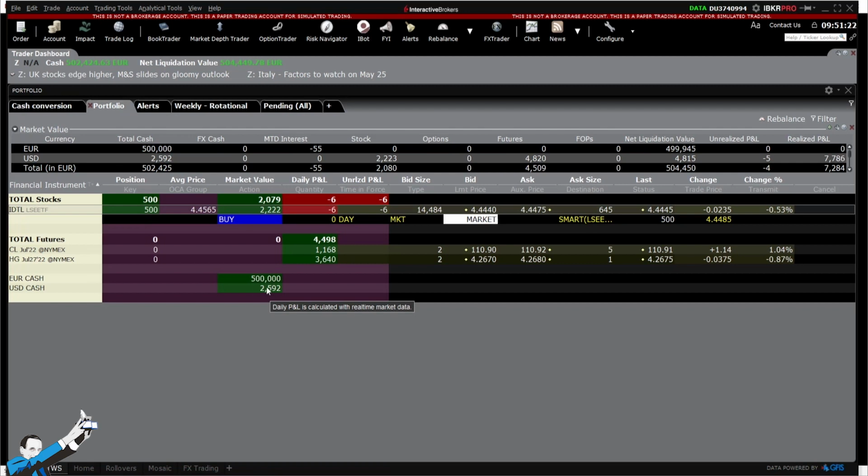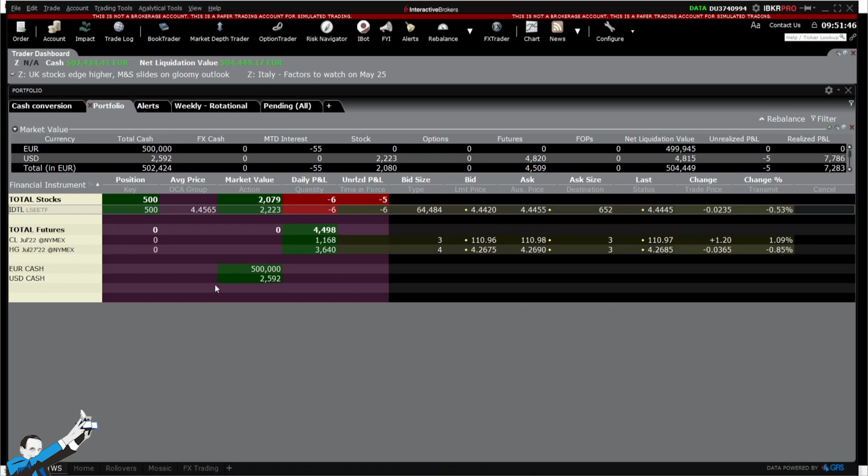You can see that our liquidity has gone down. The market value in dollars is $2,200. Our position has 500 stocks in this ETF. But what happens if we have to buy more? Or better yet, what happens if we didn't have these dollars? Suppose that we do buy more. So let's go and buy some more.